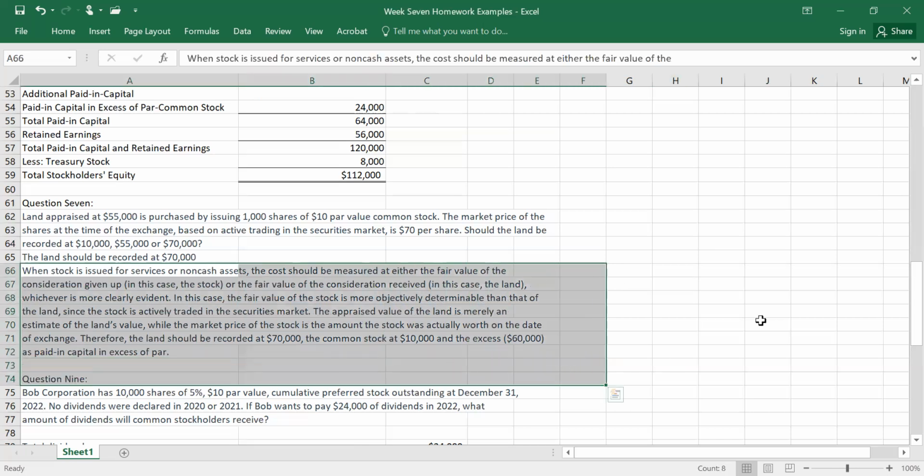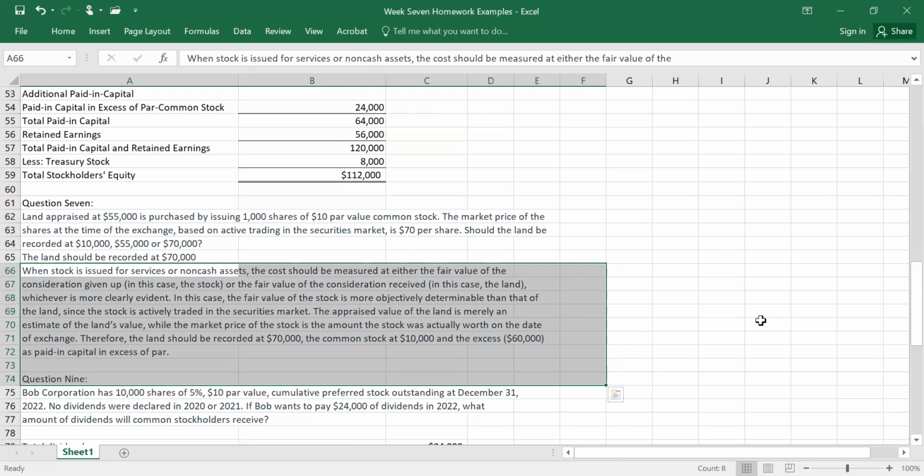But when stock is issued for services or for non-cash assets, costs should be measured at either the fair value of the consideration given up, which would be the stock, or the fair value of the consideration received, which would be the land, whichever is more clearly evident. In this case, the fair value of the stock is more objectively determinable than that of the land, since the stock is actively traded in the securities market.